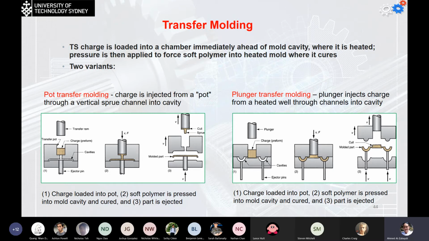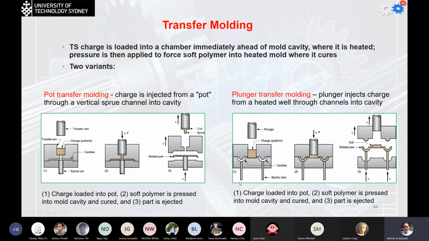The 2 types, we said that we have the pot transfer molding, where the charge is going to be injected from the pot here, forced to go through the vertical sprue, to fill the cavity of the mold. After the solidification, the plunger will send it out, and we're going to have the cull and sprue to be removed as a waste material, and this is the molded part we're going to use.